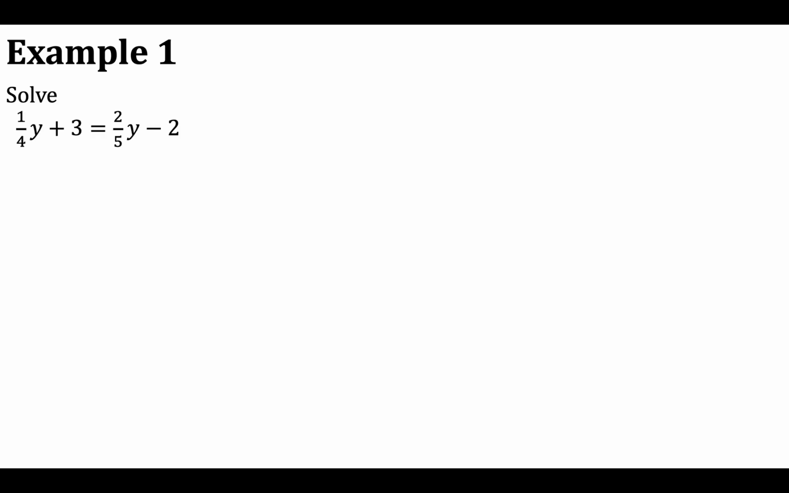So example 1, solve a quarter y plus 3 equals 2/5 y minus 2. My denominators here are 4 and 5. And if I look at the lowest common multiple of 4 and 5, I get 20. So if I multiply throughout by 20, well, a quarter of 20 is 5, so that'll give me 5y plus 60. And 2/5 of 20 is 8, so that'll give me 8y minus 40.